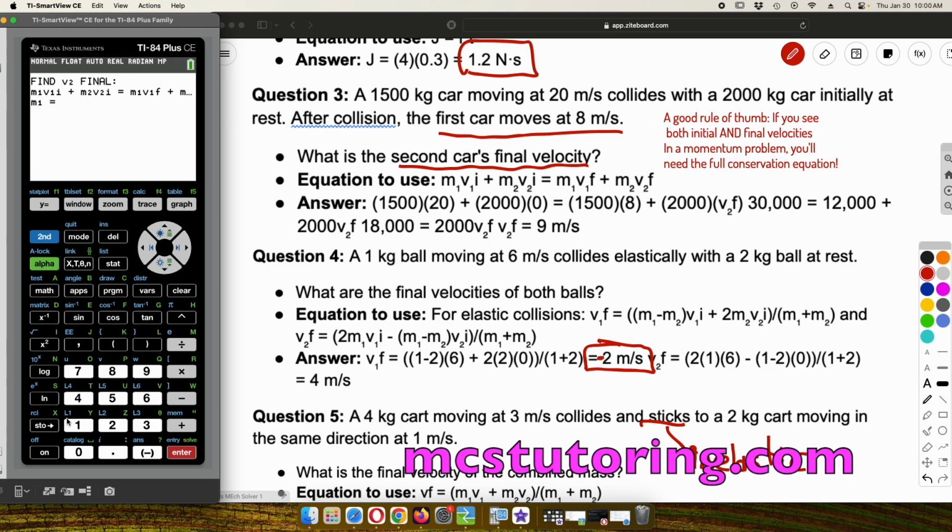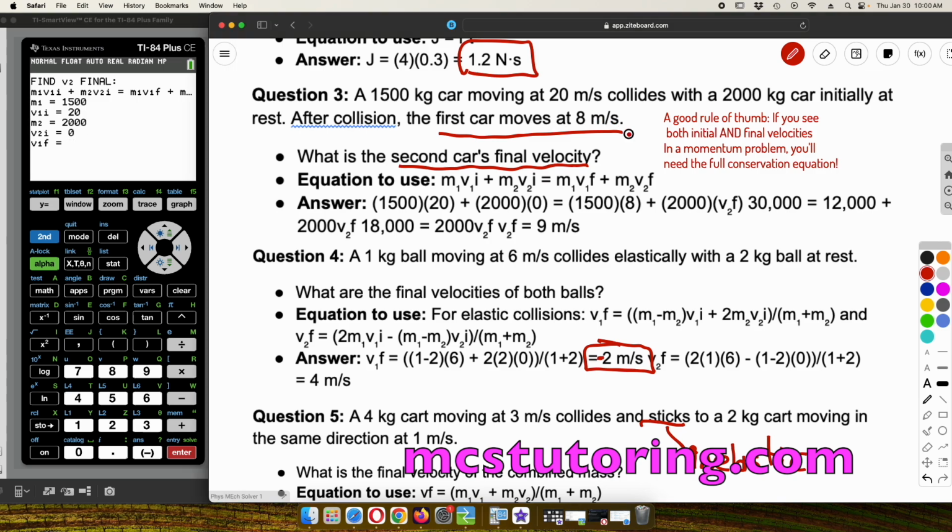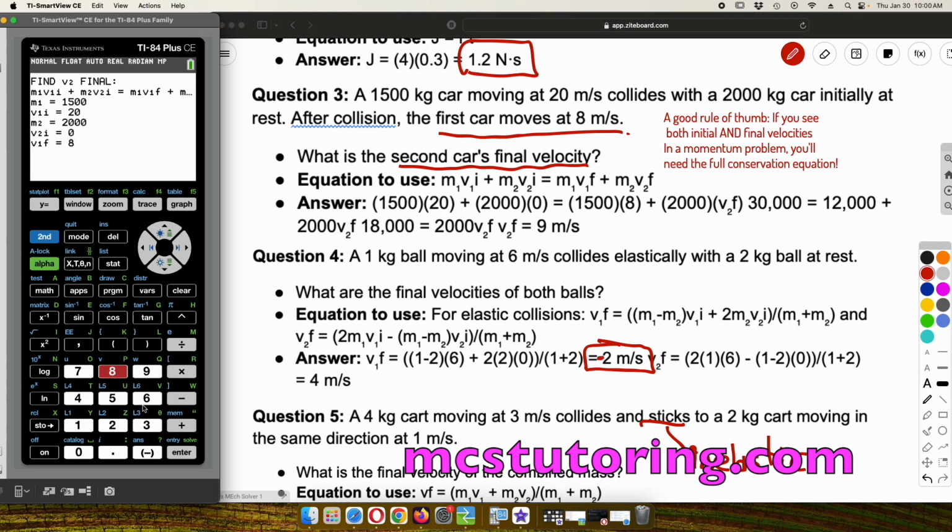So M1 is 1,500 kilograms. And then V1 initial, that's V1I, is 20 meters per second. And then M2 is the 2,000 kilograms. And then V2 initial is at rest. At rest means something special in physics. It means velocity is 0. And then the V1 final, the first car moves at 8 meters per second after the collision, so that's going to be 8.